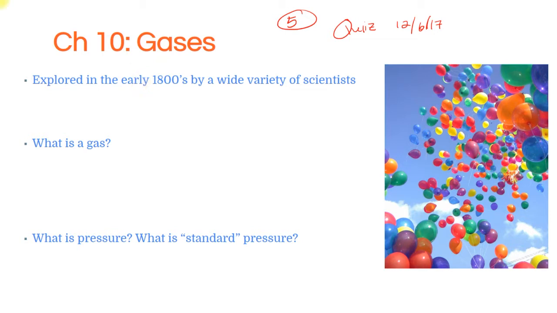But first off, they had to figure out what is a gas. You can think about this question on a couple different levels. You could think about things on the particulate level, the particle level. On the particle level, they're molecules or atoms or elements, whatever, that are widely separated, meaning that there's a lot of empty space in gases.